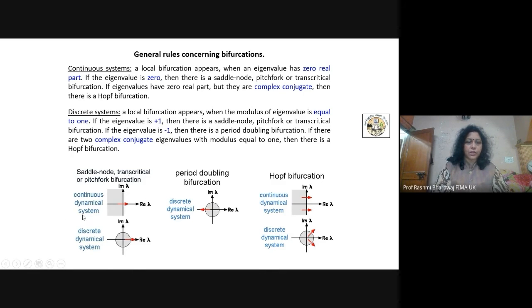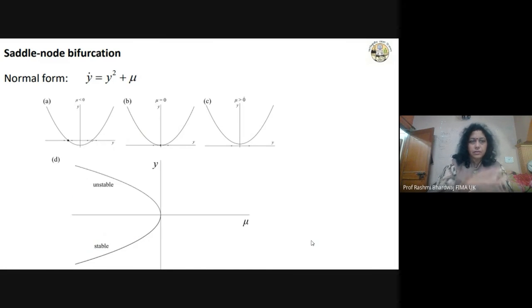And this is given for a continuous dynamical system, an image of this one. Here the eigenvalue is 0, so this is a saddle node. Here the eigenvalue has no real part, only an imaginary part, so that's why you have period doubling. And since complex conjugates are there, you have a Hopf bifurcation. Same for the discrete dynamical system, where you have complex conjugates of each other with a modulus of 1. These are the simple forms, and you can easily verify them.